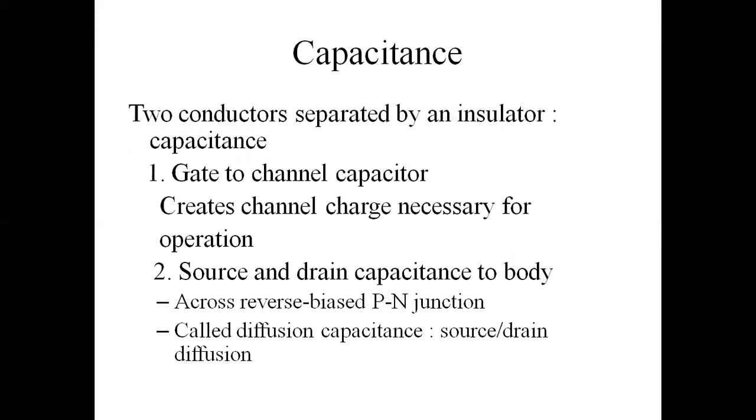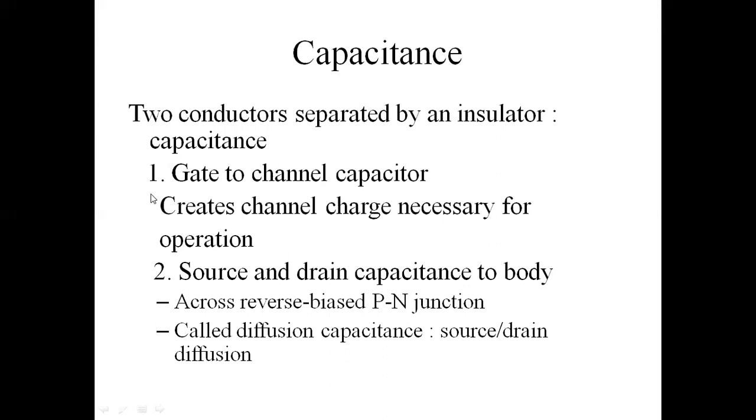So first of all, what do we mean by capacitance? You know that whenever two conductors are separated by an insulator, there is capacitance. In the MOSFET, different dopings and different semiconducting materials are present: gate, source, drain, and body, which is nothing but the substrate. These form the conducting plates, and the insulators are formed by the oxide layer or the depletion regions present between the different junctions. This gives rise to the capacitance present in the MOSFET.